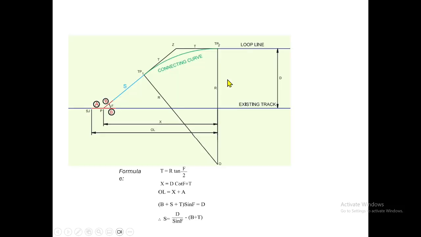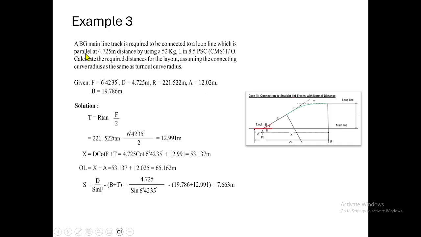So if you want to discuss in detail, this is the formula we have, and you can go to an example also. Here the BG main track is required to be connected to a loop line which is parallel at 4.72 meter distance by using 1 in 8 PSC CMS crossings, and calculate the required distances for the layout, assuming the connecting curve radius is that of the turnout curve radius.